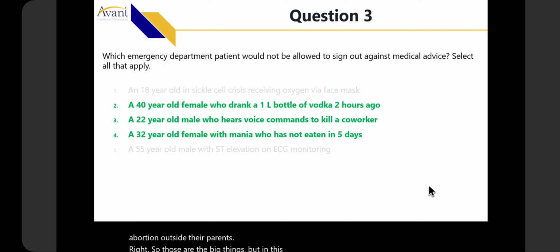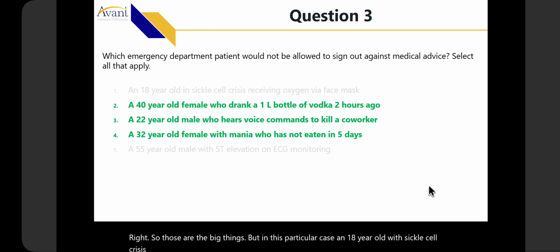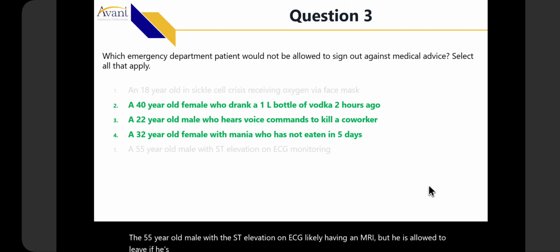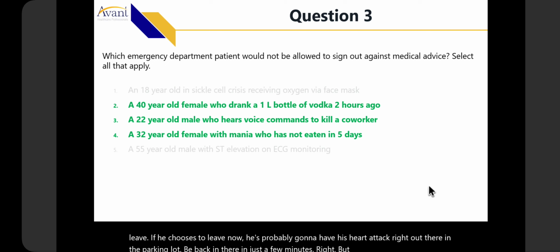But in this particular case, an 18-year-old with sickle cell crisis receiving oxygen via face mask is considered a legal adult. There's no minor or mental impairment. They are allowed to leave AMA. The 55-year-old male with the ST elevation on ECG, likely having an MI, is allowed to leave if he chooses to leave. Now, he's probably going to have his heart attack right out there in the parking lot and be back in there in just a few minutes, right? But he is allowed to leave against medical advice, right? So they just fill out the paperwork and off they go.